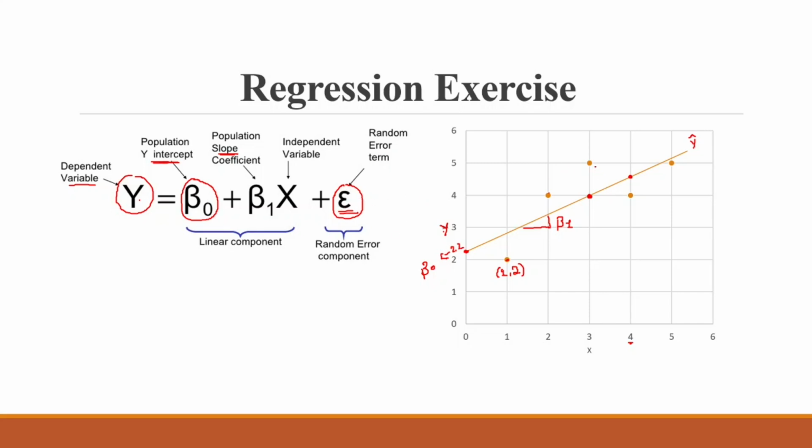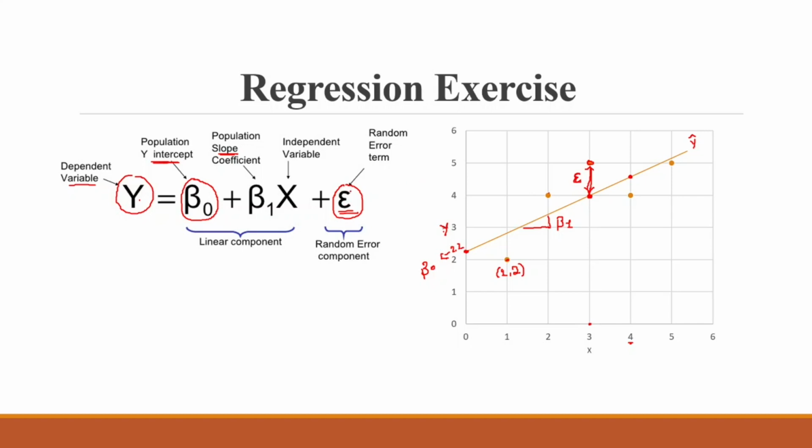As you can see, this is the actual value of y when the x value is 3, and this is the predicted value. The predicted value is 4, but the actual value is 5. Now there is a difference, isn't it? There is a difference between the actual value and the predicted value. This difference is called random error.